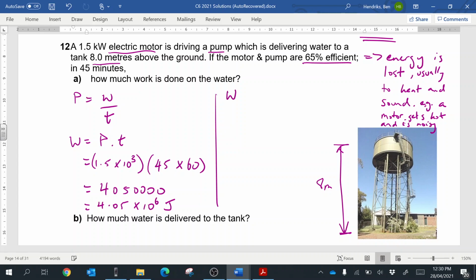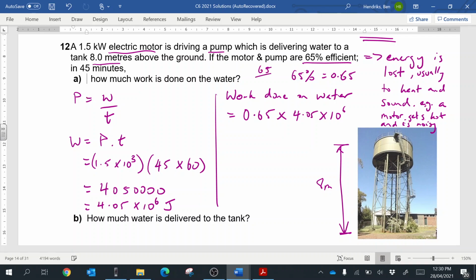So work done on water is equal to 0.65 times 4.05 times 10 to the 6. And if you're wondering where that 0.65 comes from, 65% is equal to 0.65. It's the same as 65 divided by 100. I can put that in here in case you haven't seen that before. 65 divided by 100 is equal to 65%, which is equal to 0.65.